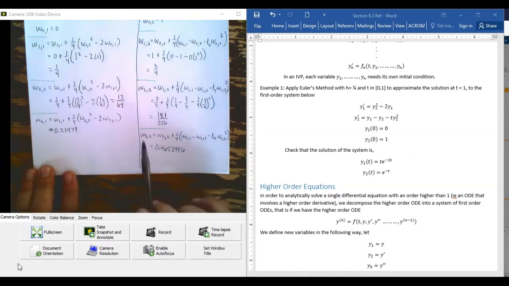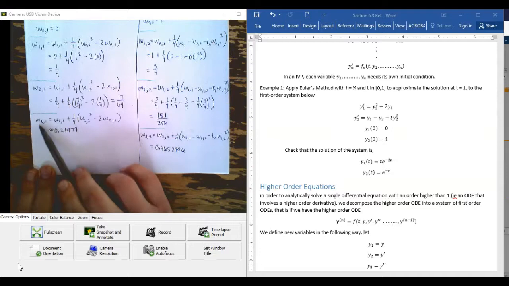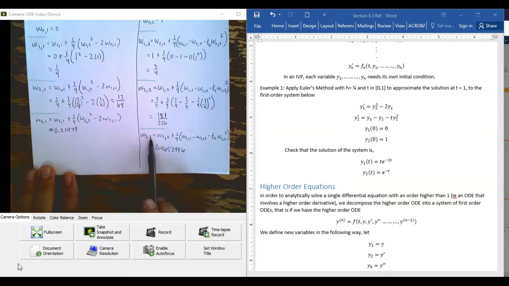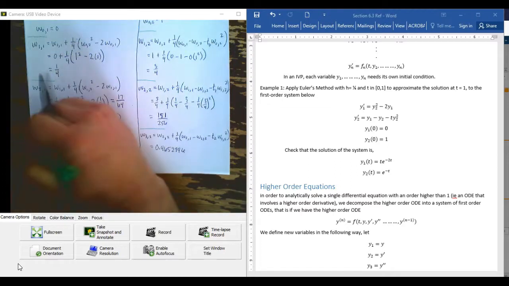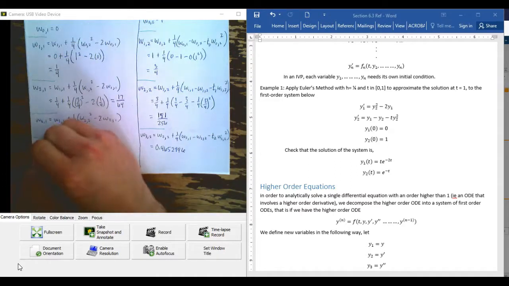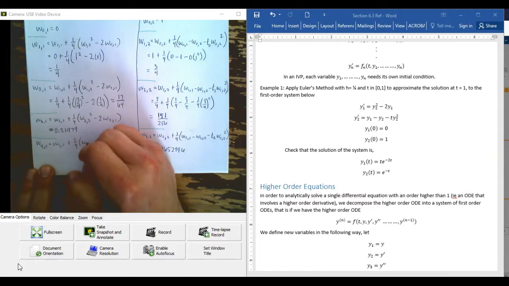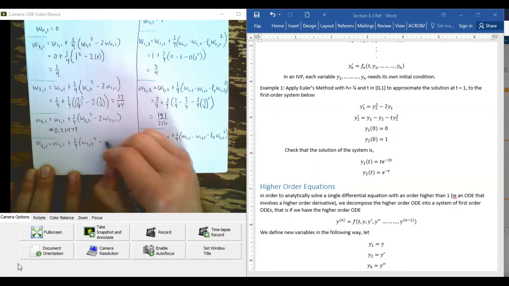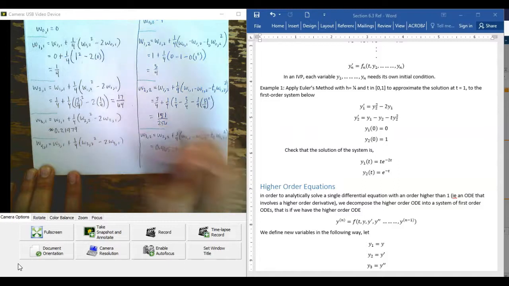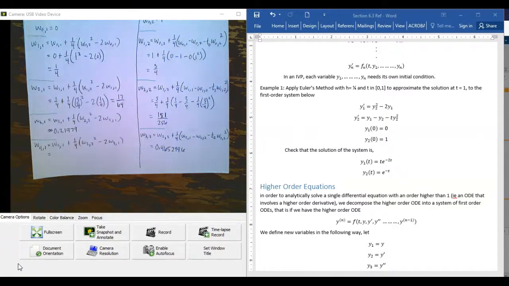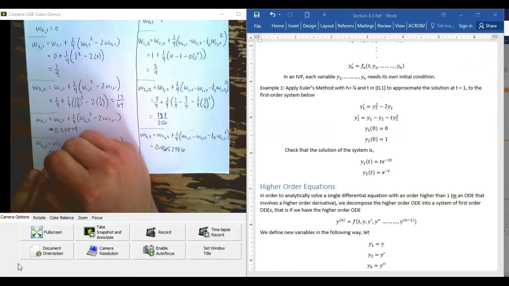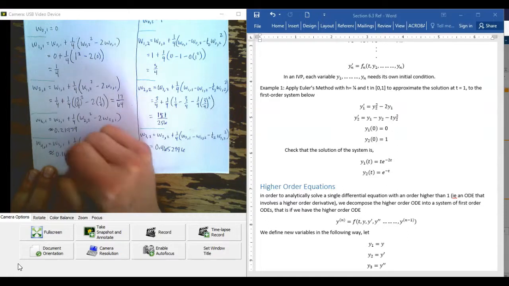So we have the approximation for W31 and W32. We need to do one more to get the solution at T1. Te is equal to 1. Let's do one more iteration of the algorithm. W41 would be W31 plus 1/4 W32 squared minus 2 W31. So calculating that, this gives approximately 0.164021.